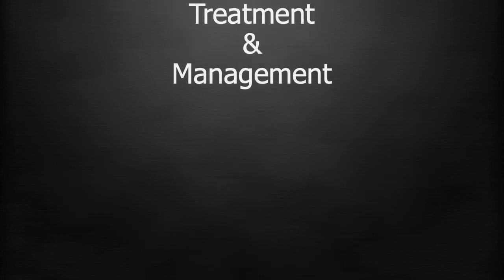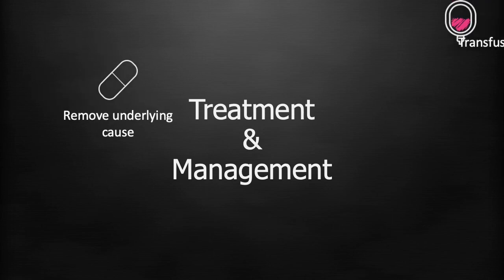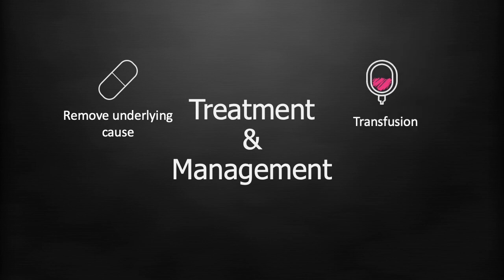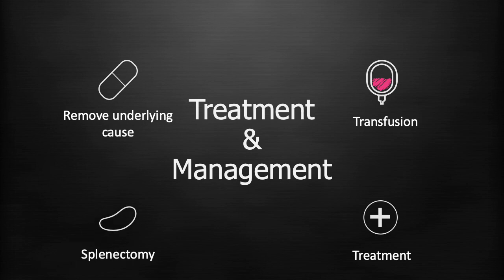The treatment and management of G6PD crisis include removing the underlying cause. For example, drugs must be stopped. There will be blood transfusion where necessary for severe anemia. Underlying infections must also be treated, and if indicated, splenectomy may be carried out.